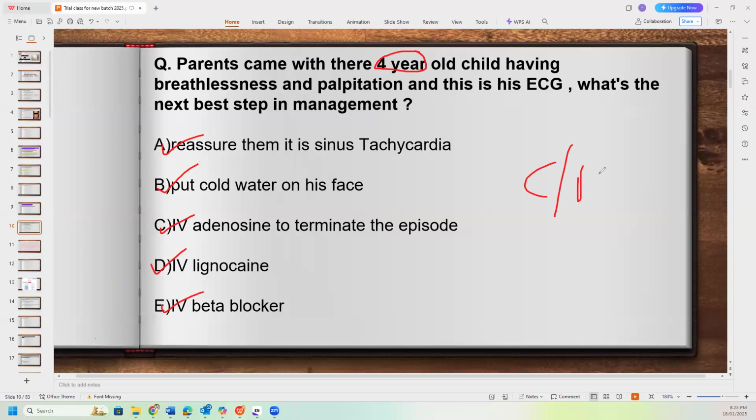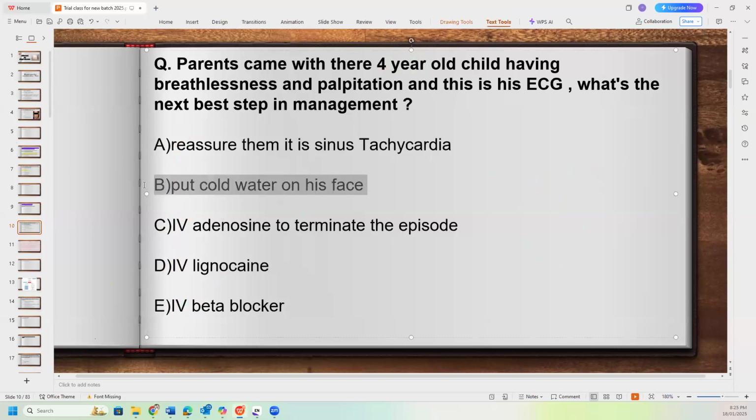We are having answer C and answer B. The majority of supraventricular tachycardias can be managed with Valsalva maneuvers. Very good. So putting cold water on his face, majority of the time, at least 80% of the time, reverts the tachycardia or arrhythmia. If the Valsalva maneuver fails, then what do we do? We give IV adenosine. Clear, guys? So the next best step in management is you put cold water on the face or immerse their whole face in cold water. Is it clear?